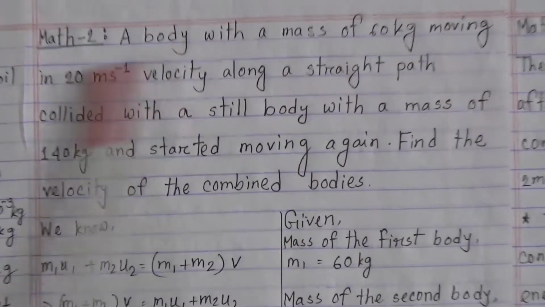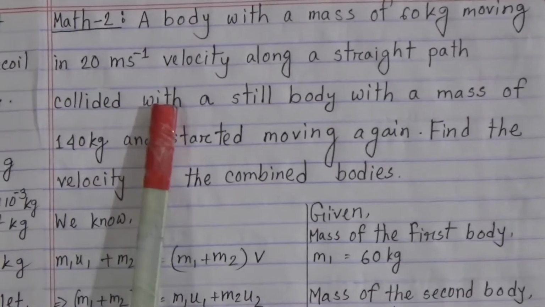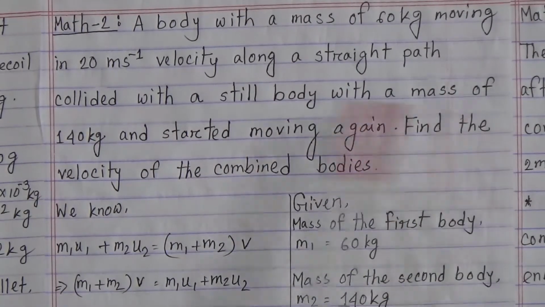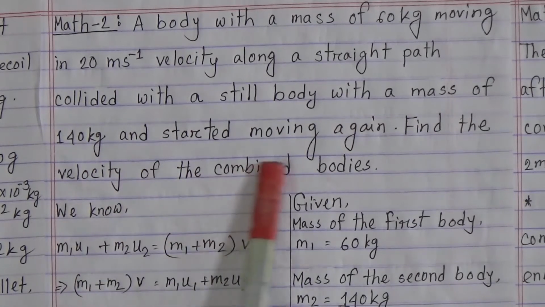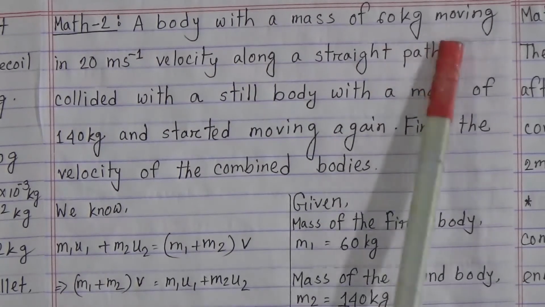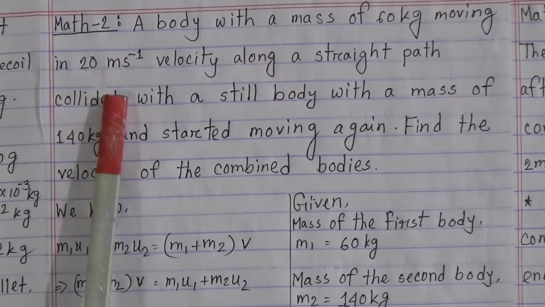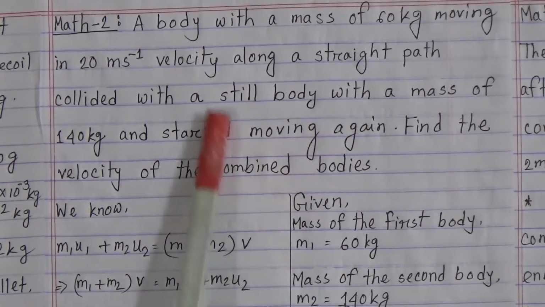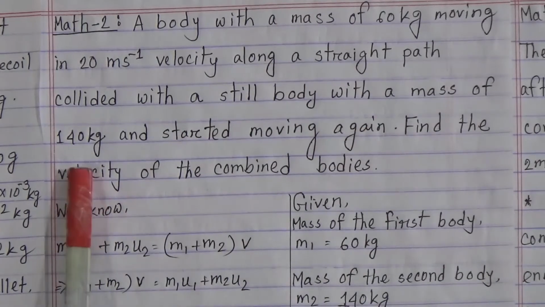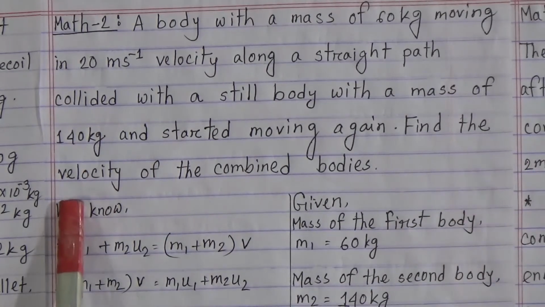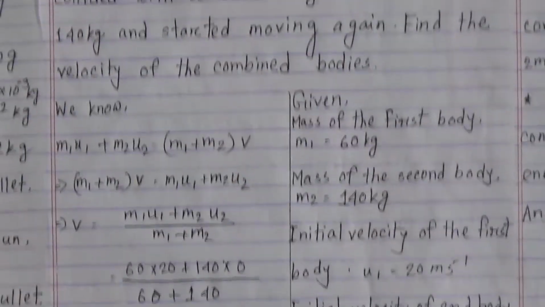A body with a mass of 60 kg moving with 20 meter per second velocity along a straight path collides with a steel body, that means a stationary body, with a mass of 140 kg, and they start moving together. Then find the velocity of the combined bodies.